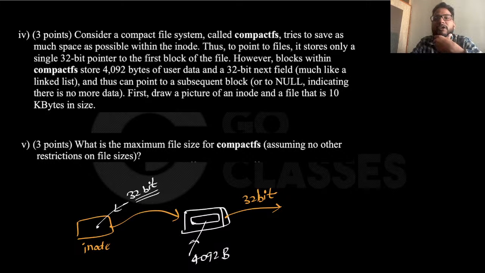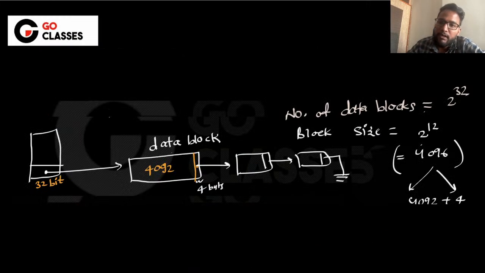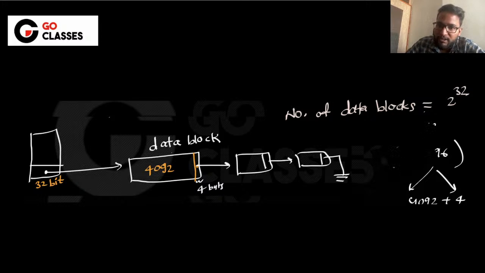Yeah, see here, a 32-bit pointer is given to me, right? So if a 32-bit pointer is there, then there could be 2 power 32 blocks, right? So the number of data blocks will be 2 power 32. Is this okay to everyone? Right? The number of data blocks is 2 power 32, and then one block has 4092 bytes.